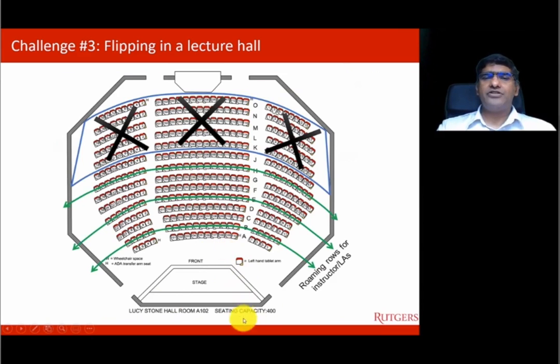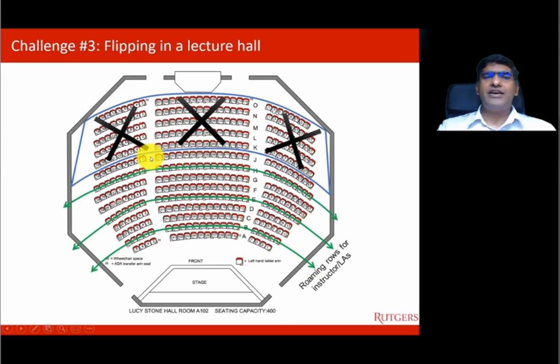So this was a lecture hall with 400 capacity. Remember, I only have about 130 or so students. What we did is we basically made some rows. We told students they are not going to sit in the last rows. We had students sit in the first row. Then we forbade them from sitting in the second row. Then the third row and fourth row and so forth.